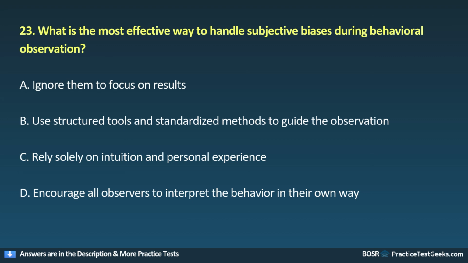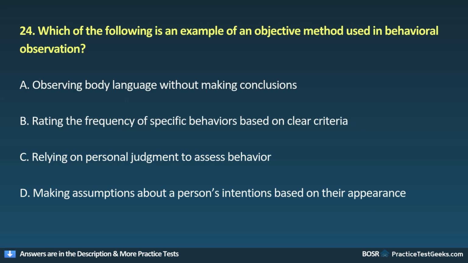A. Ignore them to focus on results. B. Use structured tools and standardized methods to guide the observation. C. Rely solely on intuition and personal experience. D. Encourage all observers to interpret the behavior in their own way. 24. Which of the following is an example of an objective method used in behavioral observation?